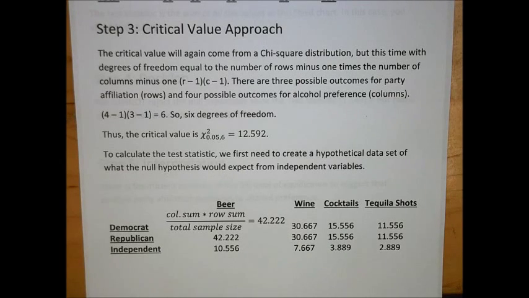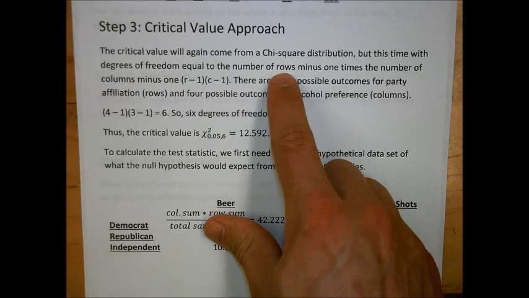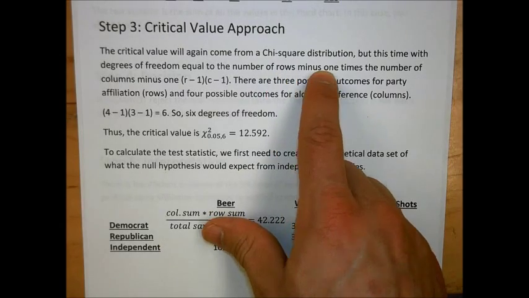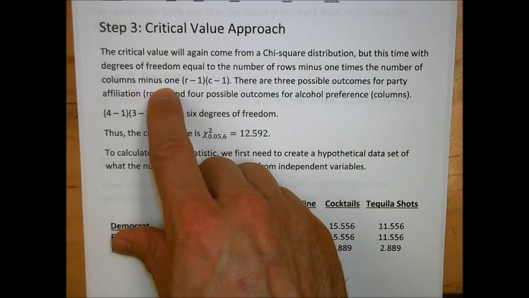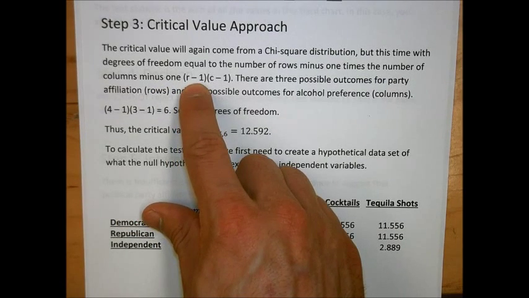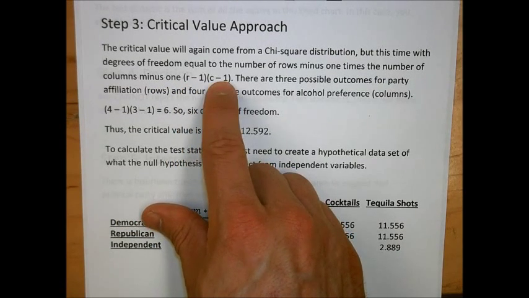In our critical value approach, we again look to the chi-squared distribution for a critical value. But this time, the degrees of freedom will be equal to the number of rows minus 1 times the number of columns minus 1. You might write it mathematically as (r minus 1) times (c minus 1).